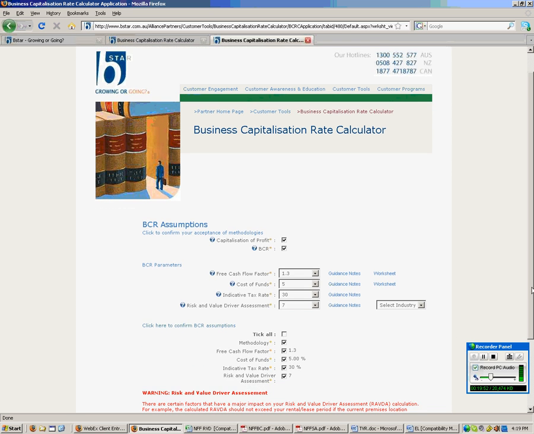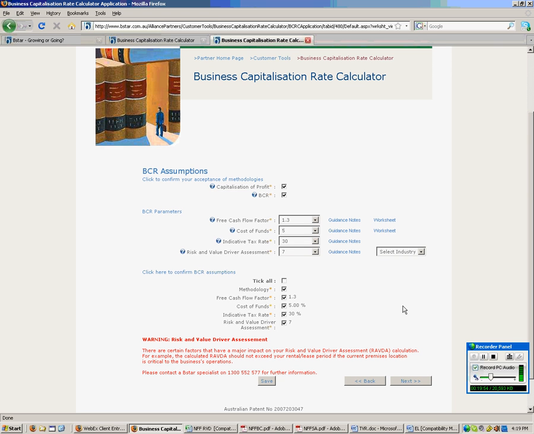Once you've agreed the targeted profit figure, I've gone to the free cash flow factor and I've reduced the factor from 1.35 to 1.3 by focusing on debtors and stock management to improve the cash flow of the business. I also went to the risk and value driver assessment worksheet, and I selected a range of business systemization opportunities, which resulted in a longer payback term for the business through better systemization and lower risk.